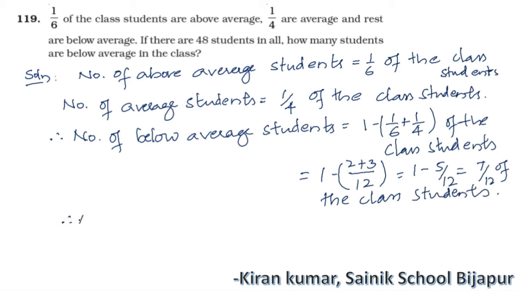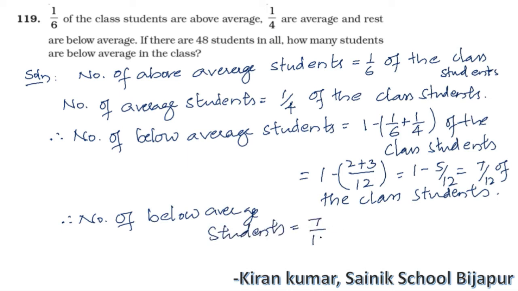Therefore, the number of below average students will be equal to 7 by 12 times 48, because the total number of students is 48. So 12 fours are 48, 7 fours are 28. So we get the number of below average students as 28.